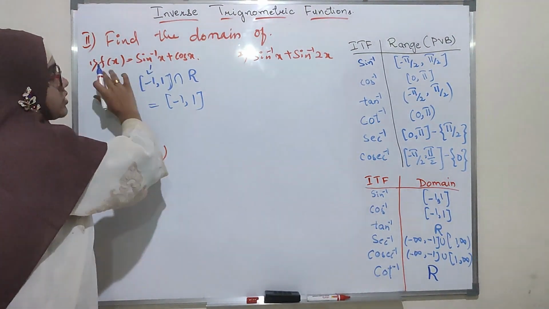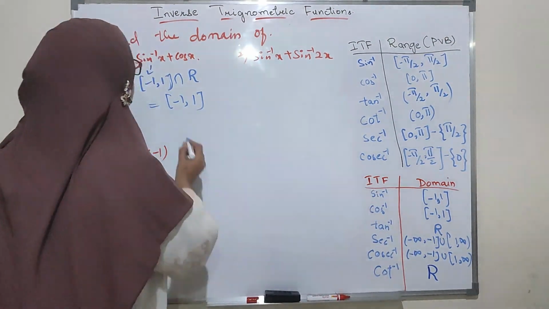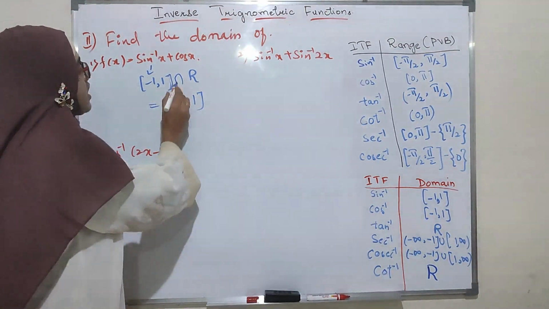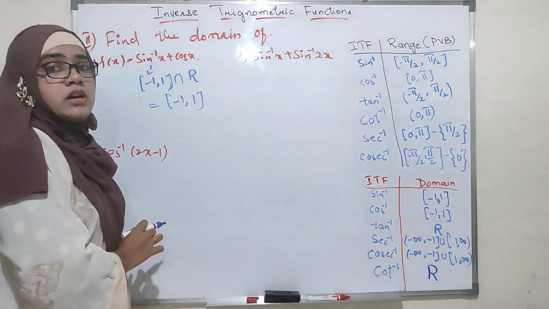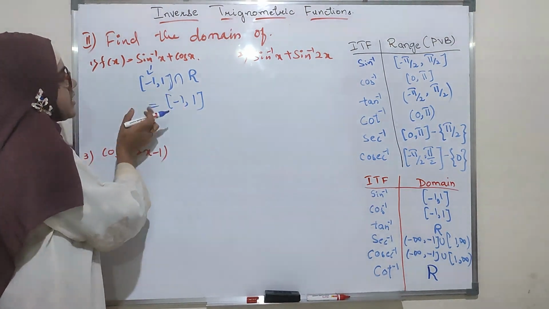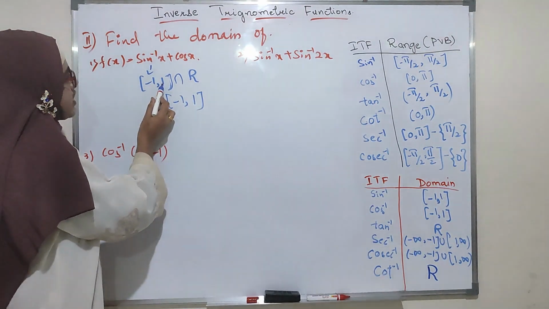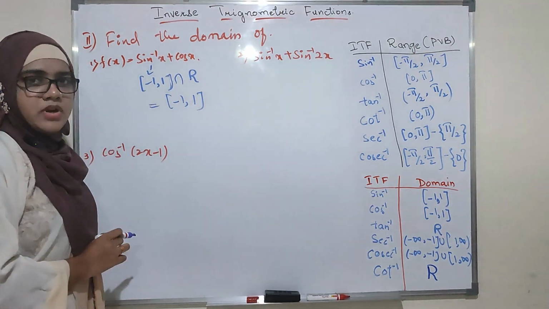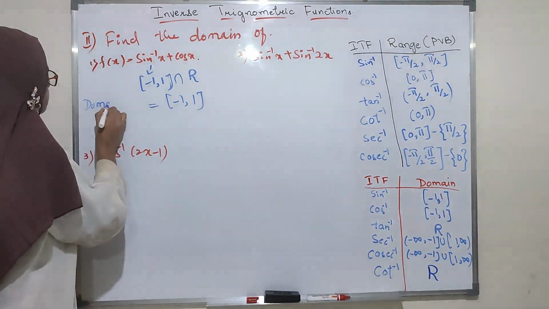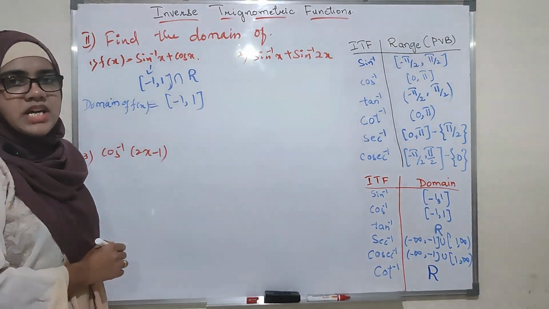To solve such examples, you should remember the domain values for all these six trigonometric functions. For sine inverse we have the domain as the closed interval minus 1 and plus 1, and the domain for cos x is R. So with the plus sign we have to take the intersection of these two. On the real number line, we know that 1 and minus 1 lie. So the domain for f of x is the closed interval minus 1 and 1.